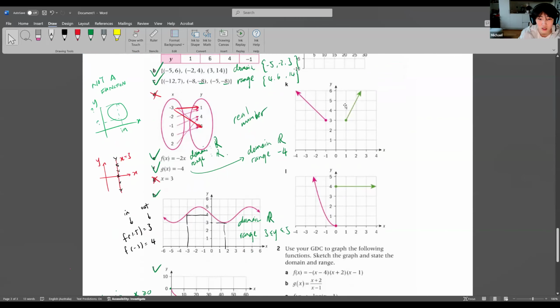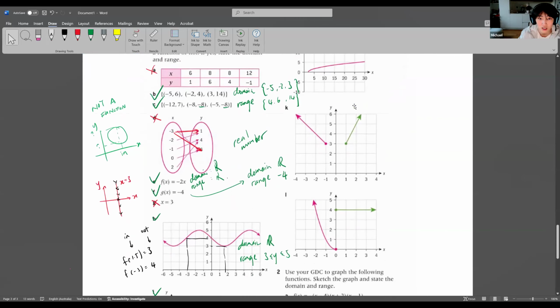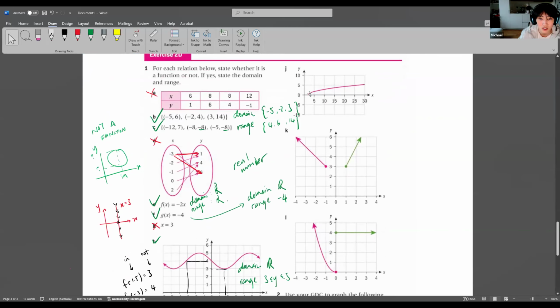J is too easy, we're going to skip it. J is actually the same, by the way. Let's do K. So what is K? Is it a function?